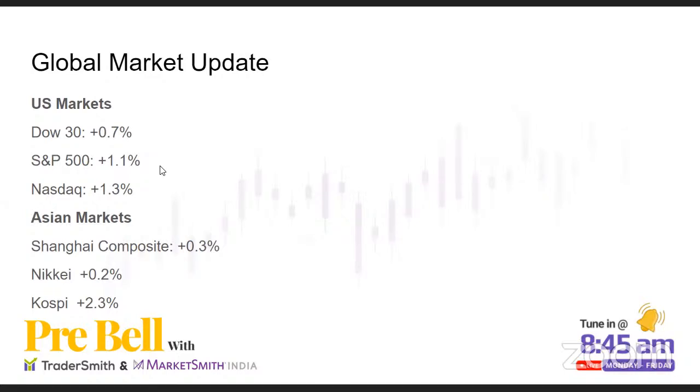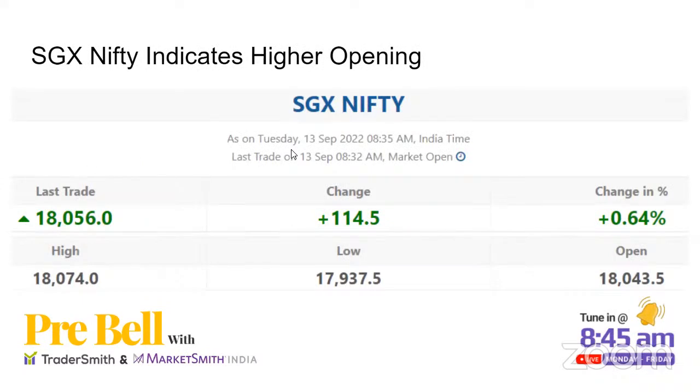Asia markets are also trading on the positive front. You can see Shanghai and Nikkei are trading 0.2 to 0.3% higher. Kospi, on the other side, is trading more than 2% higher. This is mostly because Kospi has been closed for the last two sessions because of a domestic festival. So they are taking good positions at this moment. By going with the SGX Nifty, we might see Nifty opening around the 18,000 level. You can see around 100 to 120 points higher opening is expected.